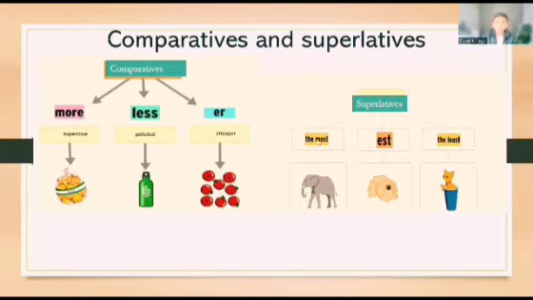An example with the most could be: this elephant is the most populated in India, for example. With est could be: this dog is the shortest in the town. And with the negative could be: this dog is the least expensive in the world, for example.